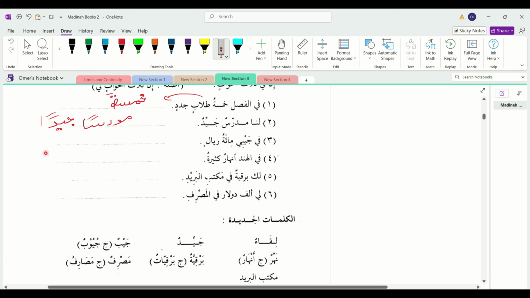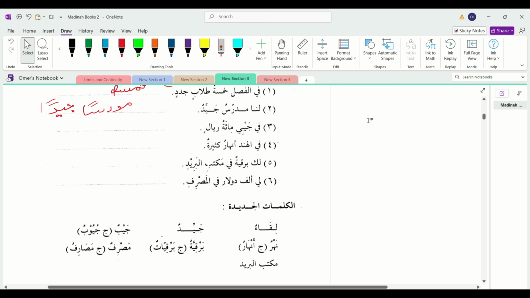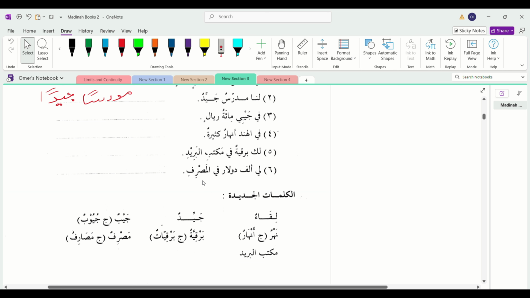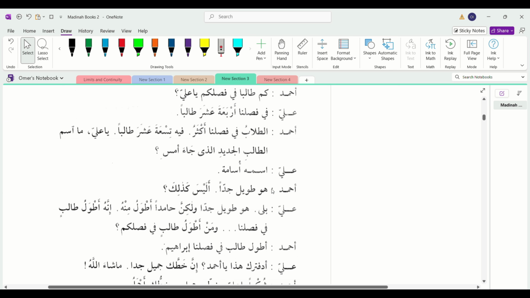So for example, لك برقية في مكتب البريد. So it would become إن لك برقية في مكتب البريد. And remember that whenever we add the fathatan, it gets the extra alif if it does not have a ta marbuta. And masraf means bank. So now that's it for this lesson.